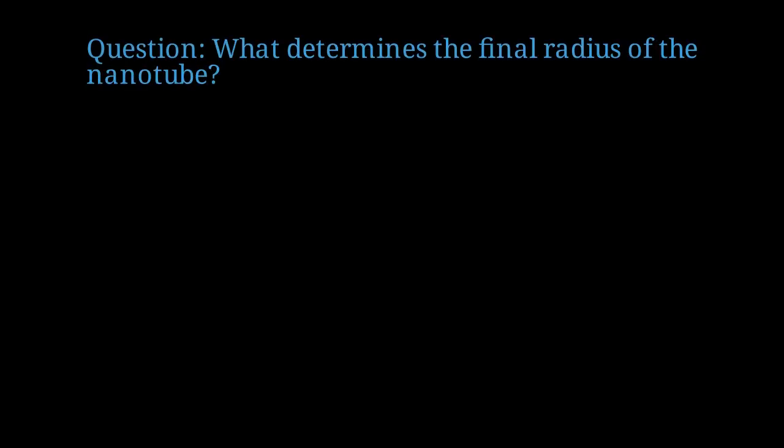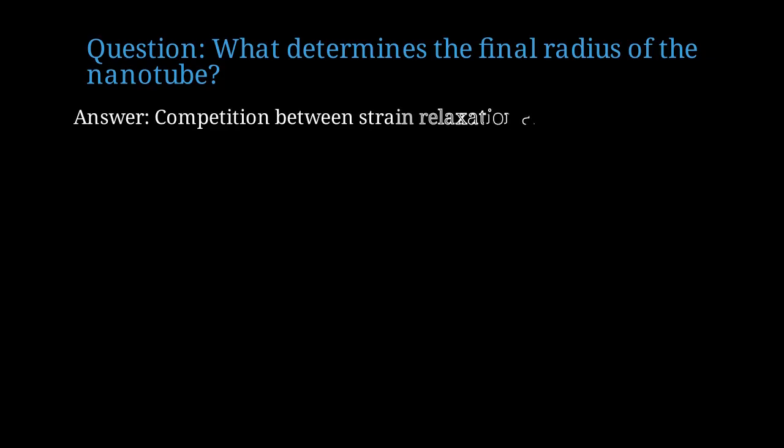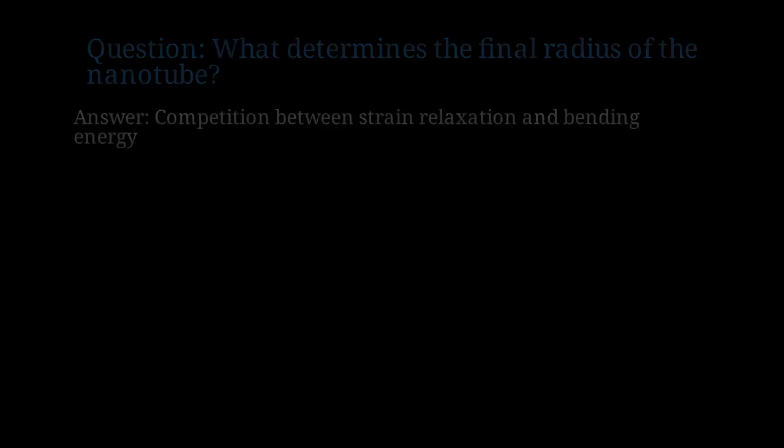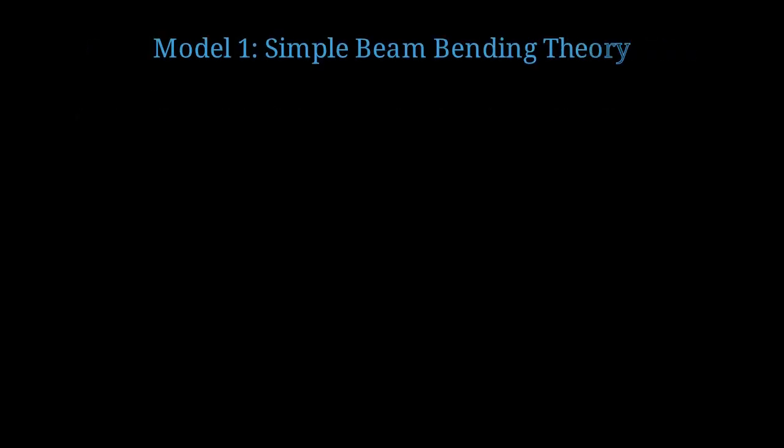Here's an important question. What determines the final radius of the rolled nanotube? Can we predict this radius from first principles? The answer is that the radius is determined by a competition between two effects. Rolling allows the strained InGaAs to relax, which lowers strain energy. But rolling also requires bending the bilayer, which costs bending energy. The equilibrium radius minimizes the total energy. Let us now develop quantitative models to predict the tube radius. We will start with a simple beam bending approach based on classical elasticity theory.